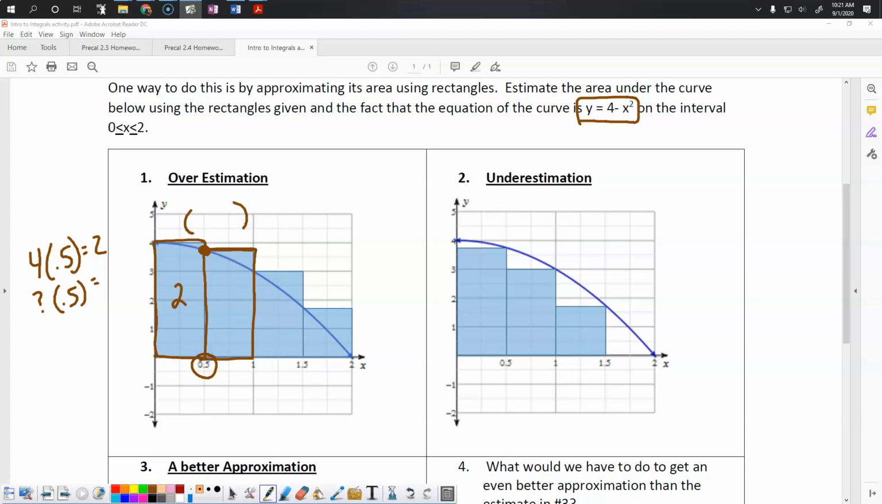I wonder, is there a way I can find the y value of that point if I know that the x value is 0.5? Because if I know that y value, then I know the height of my rectangle. Okay? Well, it turns out there is. I've given you an equation. You can find the y value if you know the x by just plugging it in. So the height of this rectangle is 3.75.